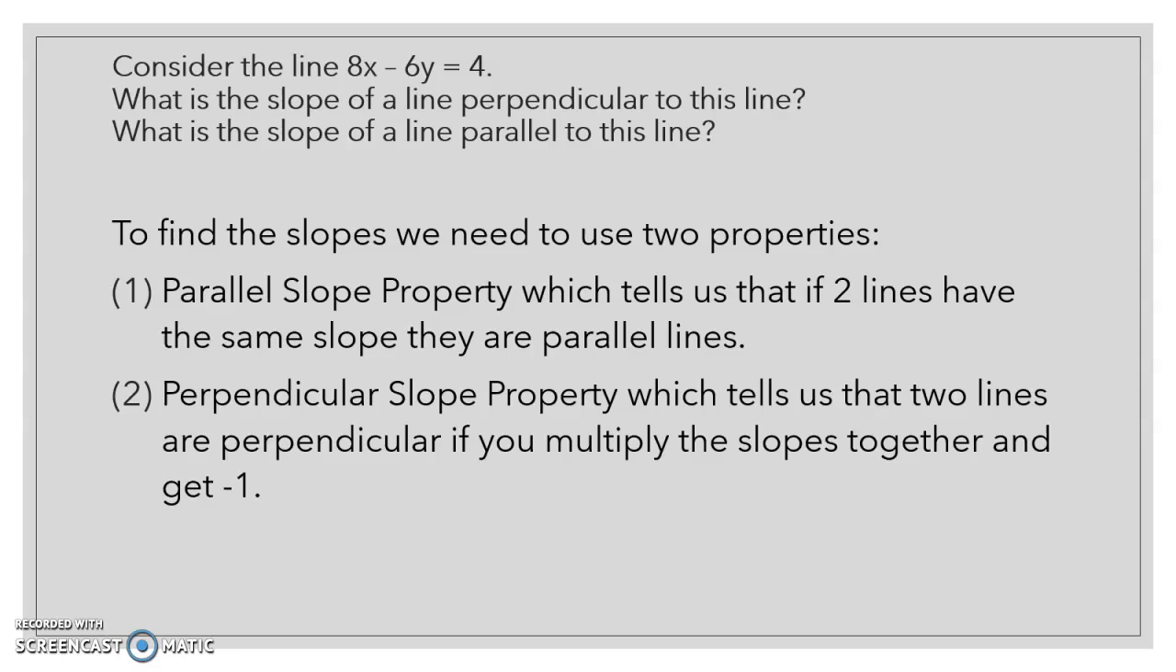In order to solve this, we need to know two properties. The first one is the parallel slope property, which tells us that if two lines have the same slope, they are parallel lines. The second is the perpendicular slope property, which tells us that two lines are perpendicular if you multiply the slopes together and get -1.